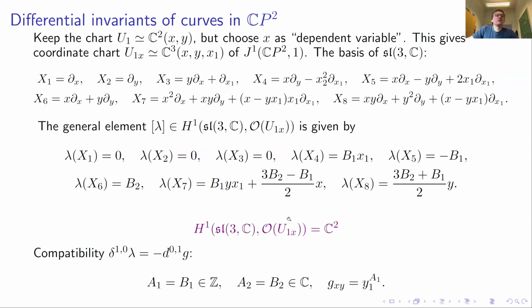And then we should also check compatibility. And going through this, we will see that the compatibility condition leads to A1 equal to B1, A2 equal to B2, and then we get this general transition function. And for this to be holomorphic, we require A1 to be an integer. So we went from C2 to now C times Z, but we still have more charts.